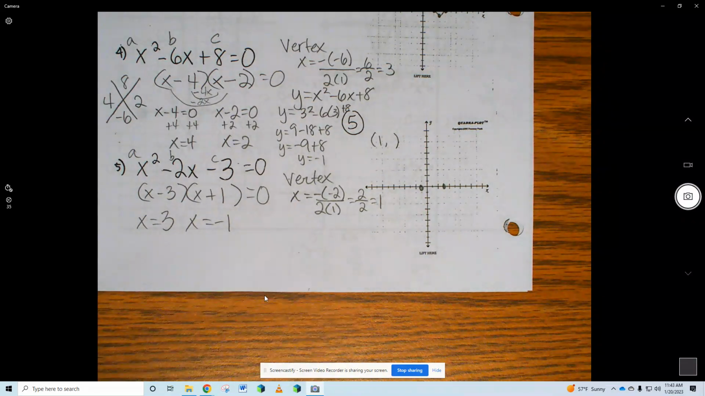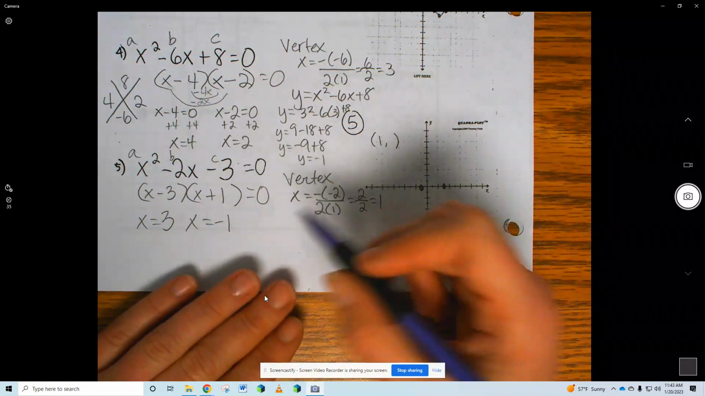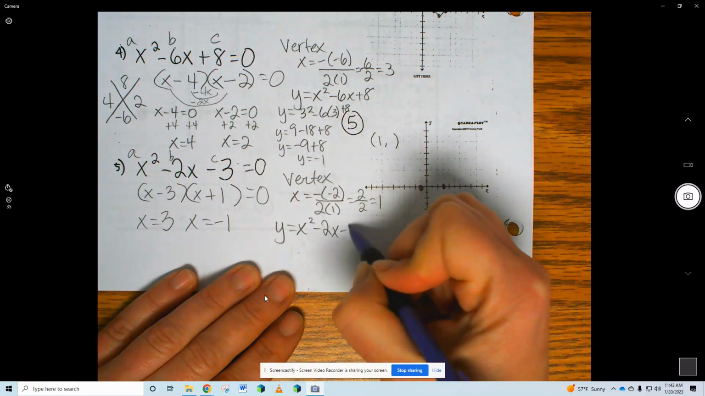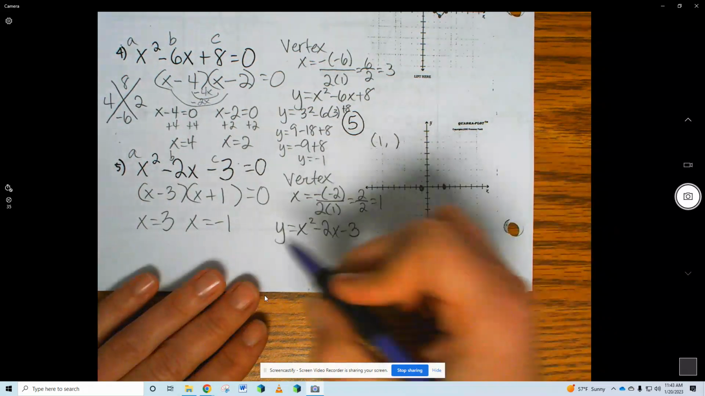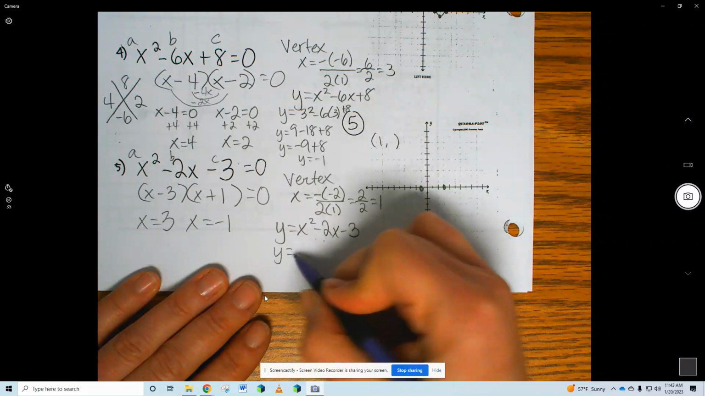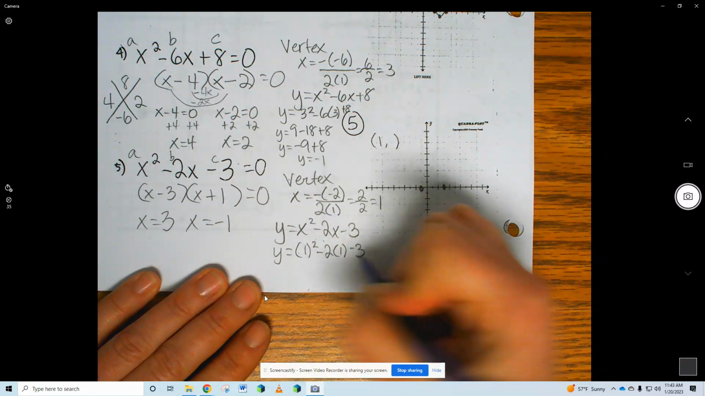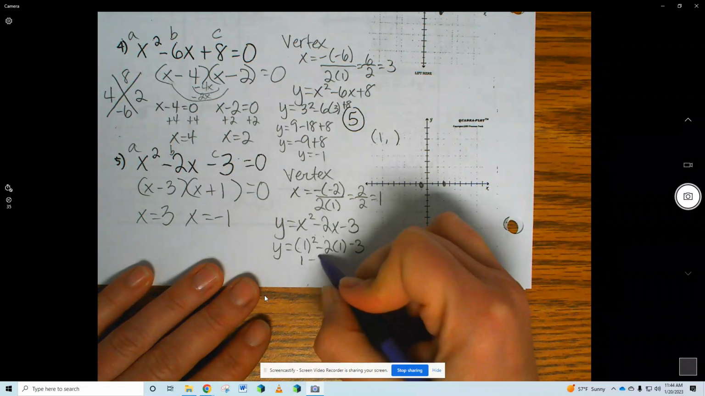So far, so good. Did you do this on your own successfully? Okay. To find y, y equals x squared minus 2x minus 3. I can put a 0 instead of y. Totally fine to do that. Plug in 1 for x. 1 squared minus 2 times 1 minus 3. 1 minus 2 minus 3.